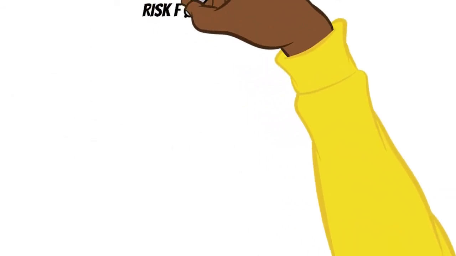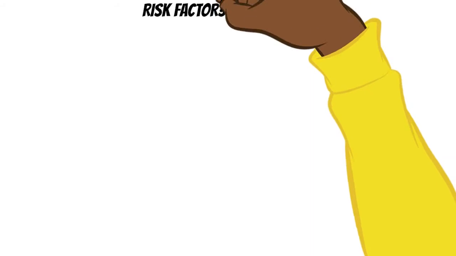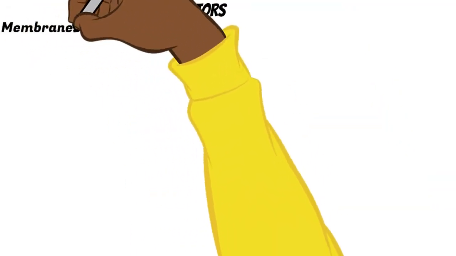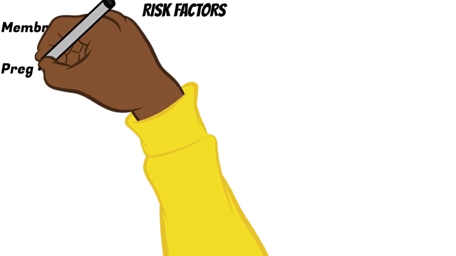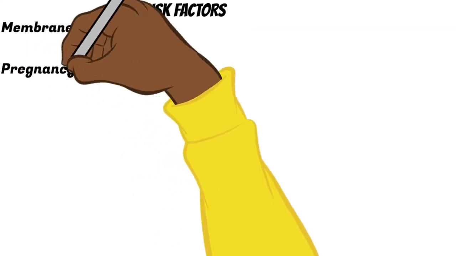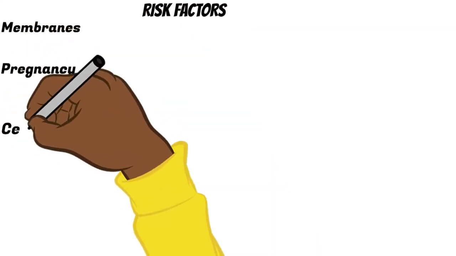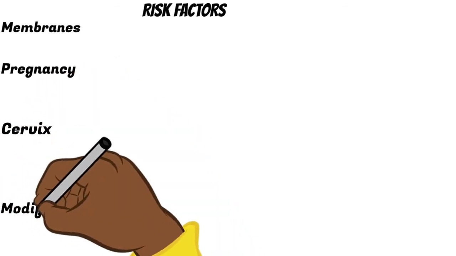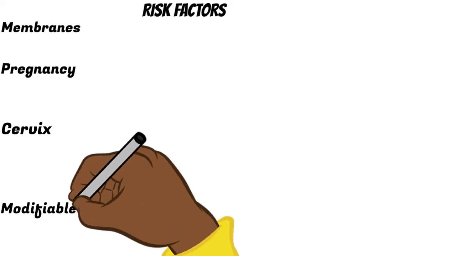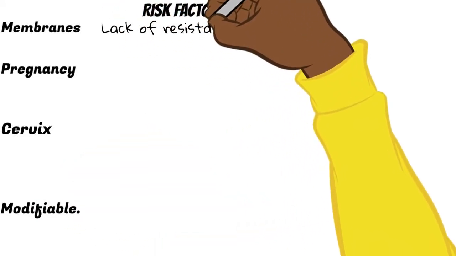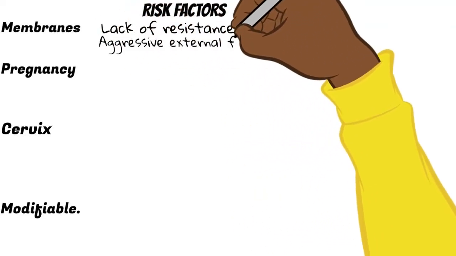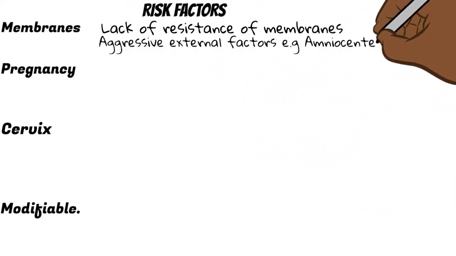The risk factors of PROM and PPROM can be categorized into membranes, pregnancy, cervix, modifiable, history, and infection risk factors. Under membranes, we have lack of resistance of membranes, such as in vitamin C deficiency, as well as in collagen disorders that cause lack of tensile strength in the membranes so that they easily break. Then there are aggressive external factors such as amniocentesis.